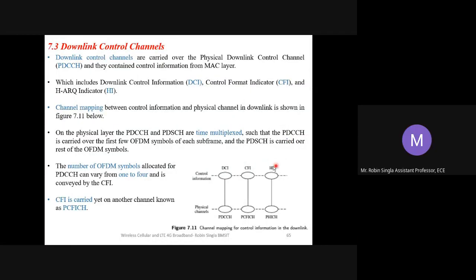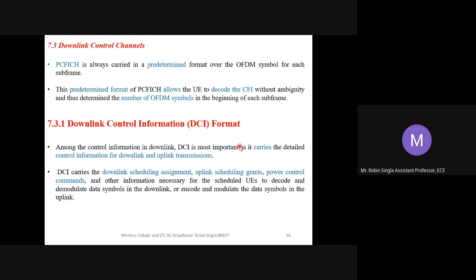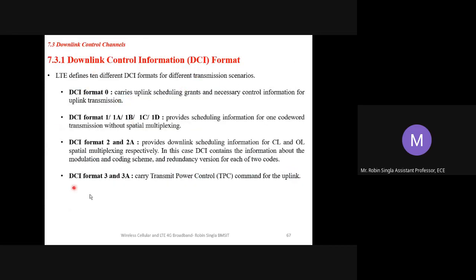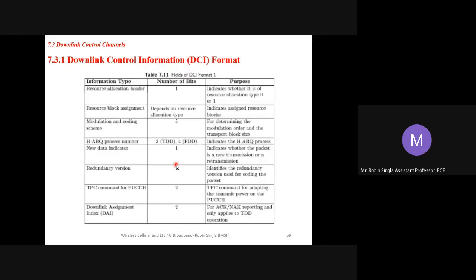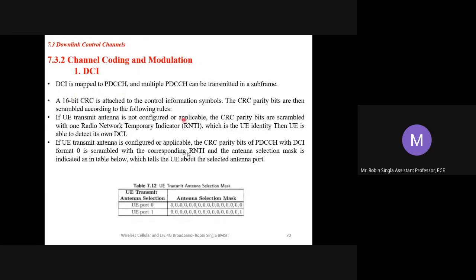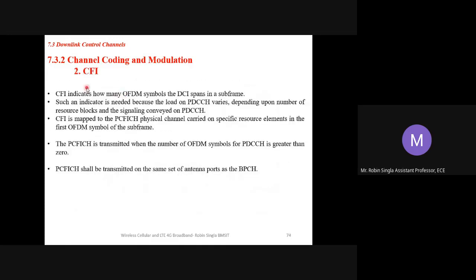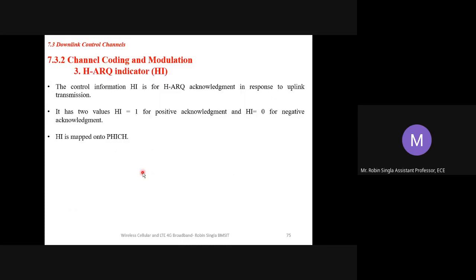In last class, we studied about downlink control channels, which includes DCI, downlink control information, CFI, control format indicator, and HARQ indicator, HI. And then we see how these are mapped to different physical channels and different DCI formats. There are 10 different DCI formats, and what the bits indicate in DCI format 0 and 1, and how to transmit this DCI, and then similarly CFI and HI.